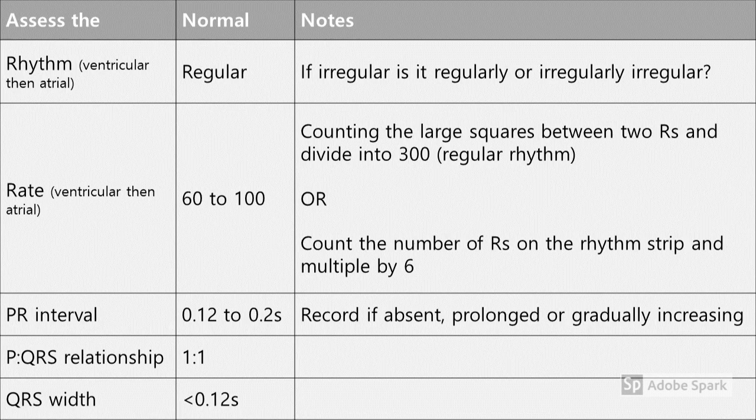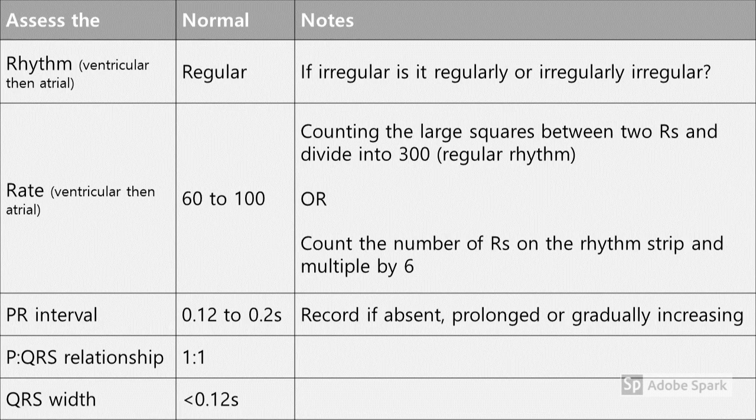The next bit after rate is to look at the PR interval. That's the bit I mentioned previously. Normal being 0.12 seconds to 0.2, or 3 small squares to 5 small squares. And this becomes important when we're looking at things like heart blocks. So we need to know, is it absent? Is it prolonged? Or is it gradually increasing? And we'll talk to that a little bit more in part 2 when we go through some examples.